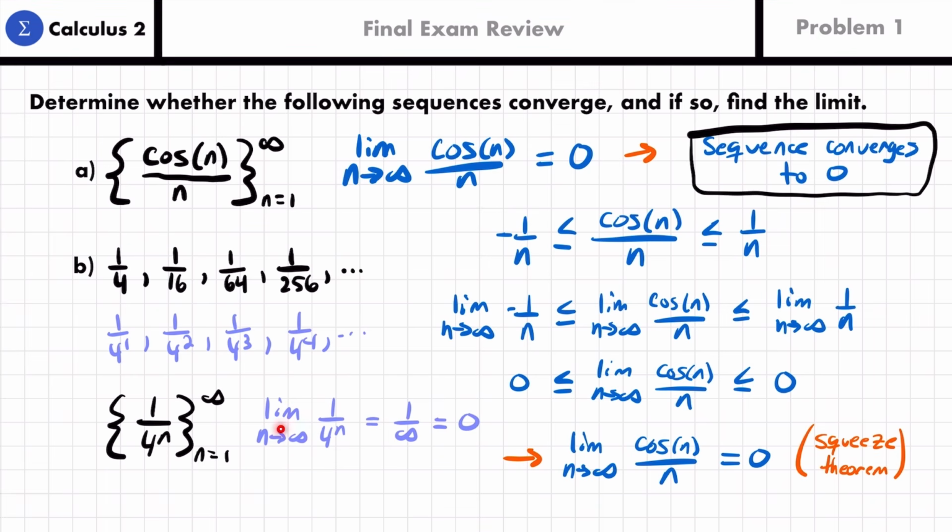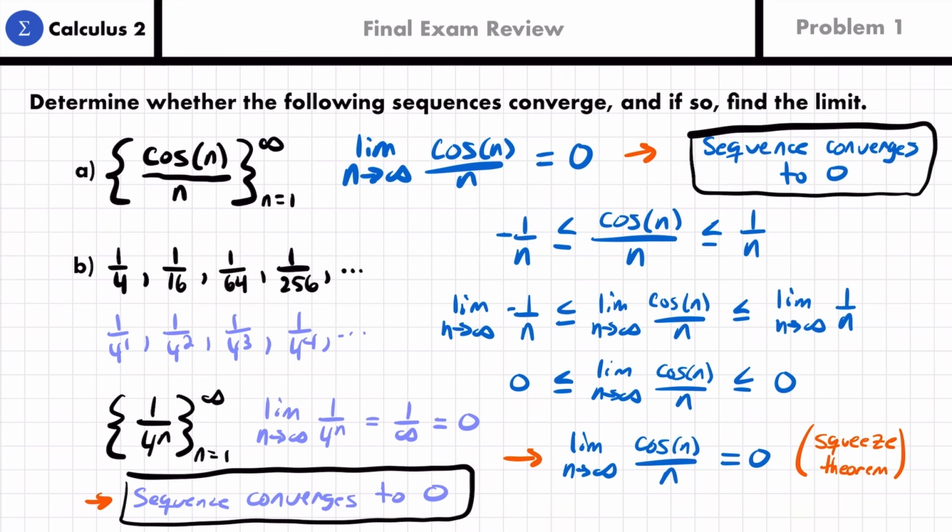And so the limit as n approaches infinity for the nth term of this sequence exists. It's equal to 0, which means that this sequence does converge. Specifically, it will converge to 0. So we actually get the same answer as we did for part A. What we have found here is that the sequence converges to 0. Okay, that is the final answer for part B. And with that, we are now done with this first review problem.